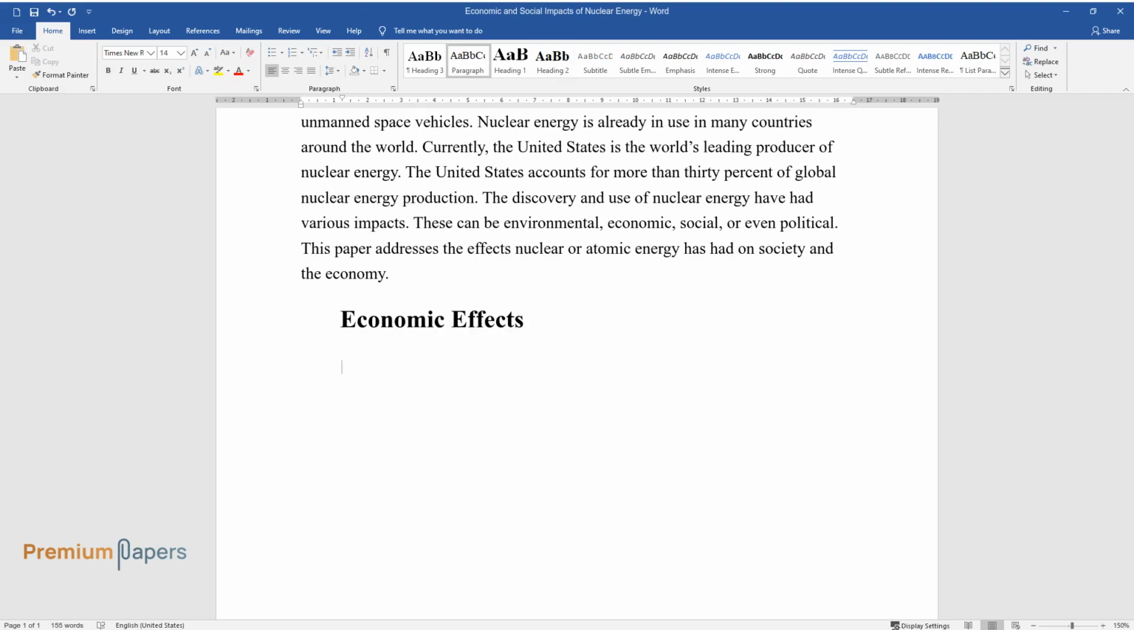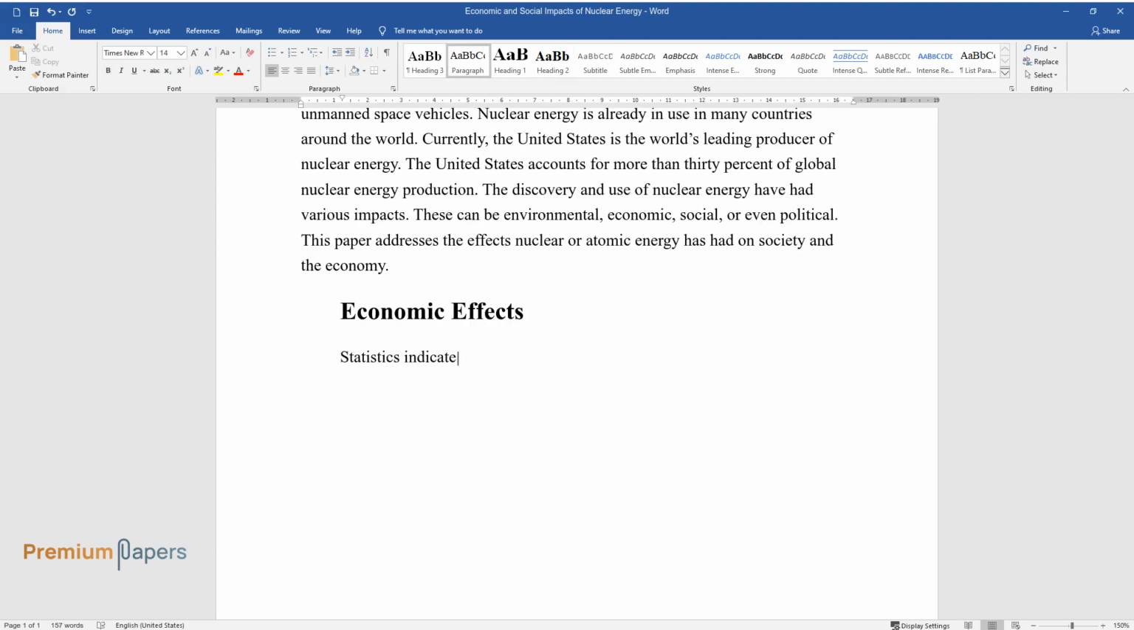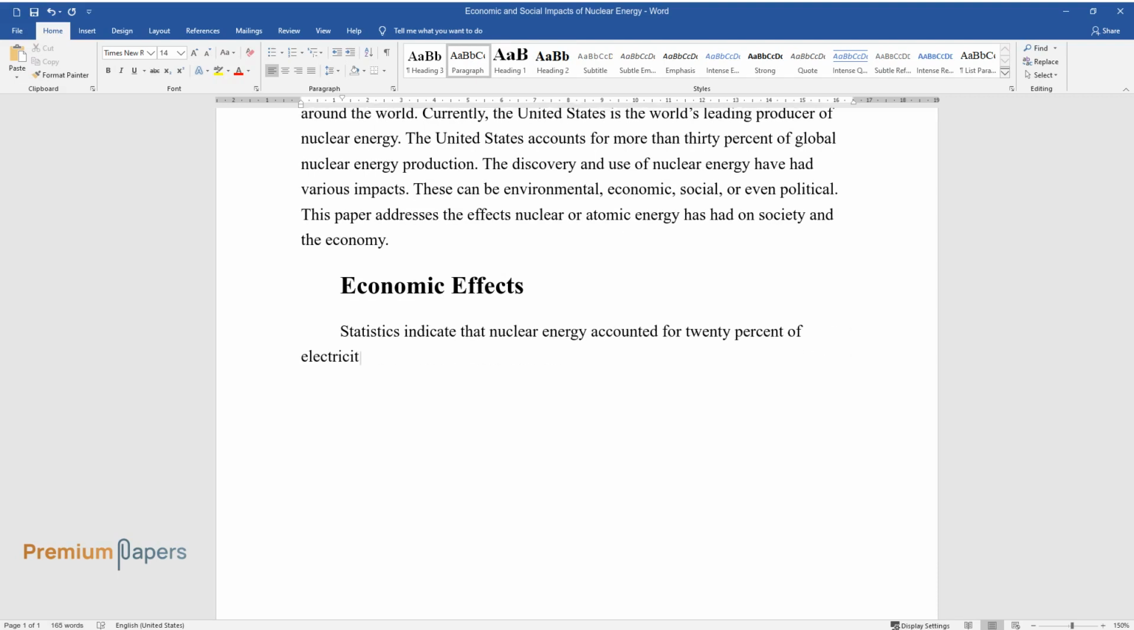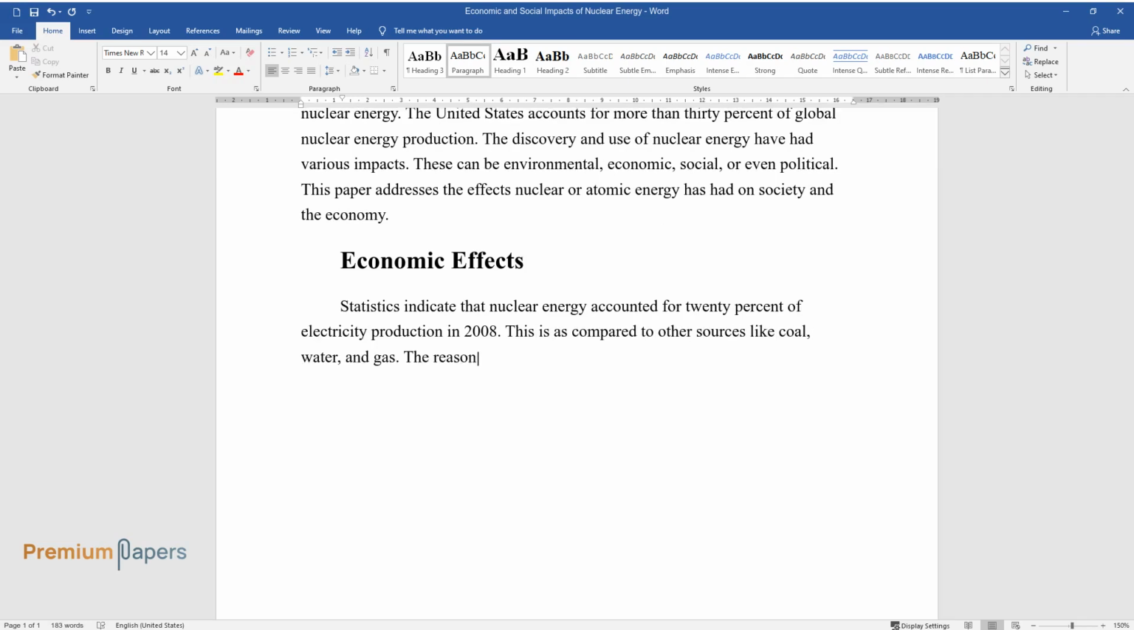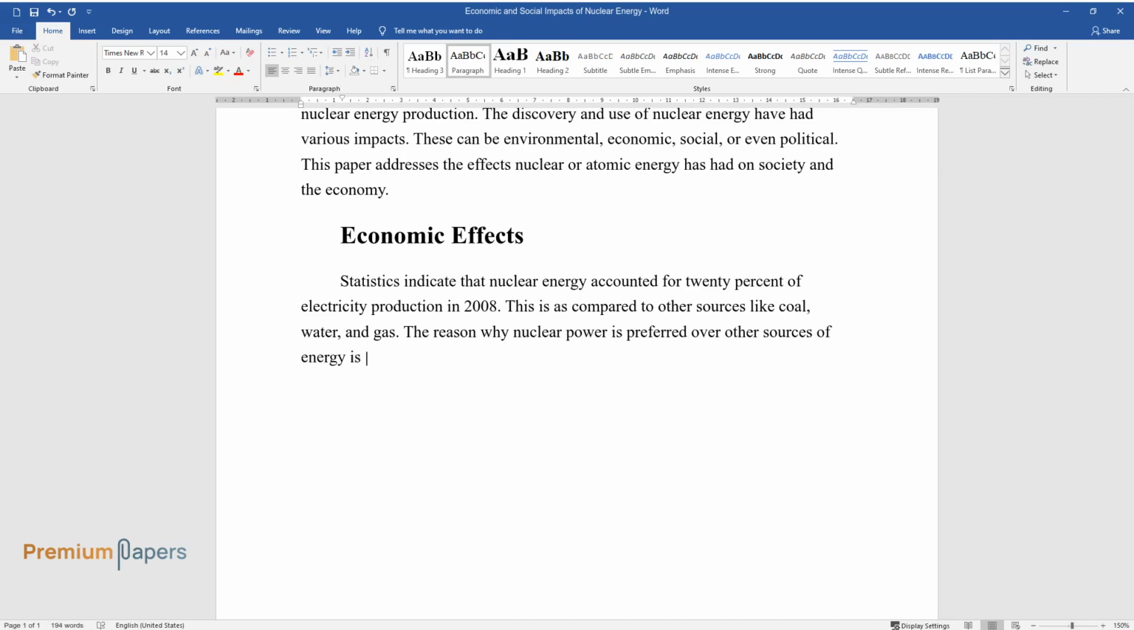Economic effects. Statistics indicate that nuclear energy accounted for 20% of electricity production in 2008. This is as compared to other sources like coal, water, and gas. The reason why nuclear power is preferred over other sources of energy is that it is comparatively cheaper. This makes it a viable economic option.